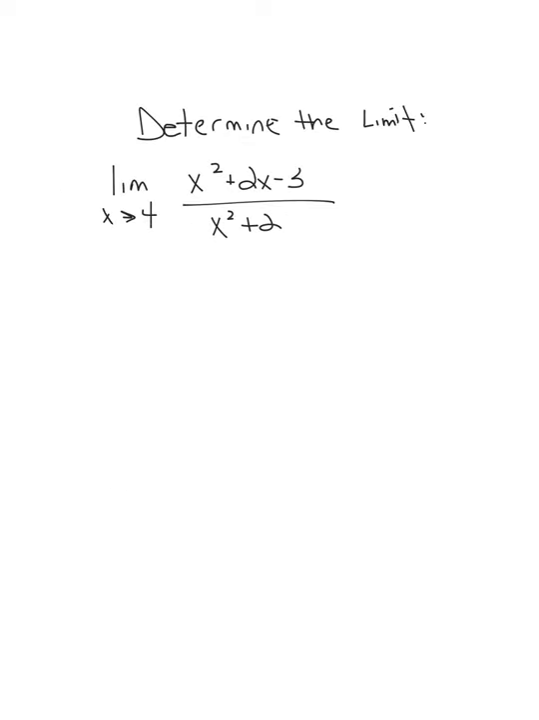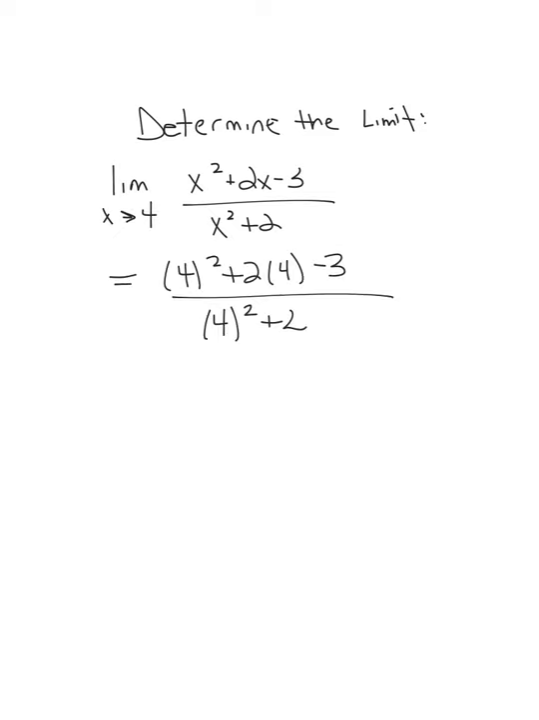So far we've gone through a few ways to solve a problem. I'm just going to back up and show you a different type of problem here. The limit as x approaches 4 of this function. If you notice, if we plug in the 4 for x, we get an answer that makes sense, and we can solve this easily by substitution. So 4 squared plus 2 times 4 minus 3, over 4 squared plus 2, which is 21 over 18, which I could reduce to 7 over 6.